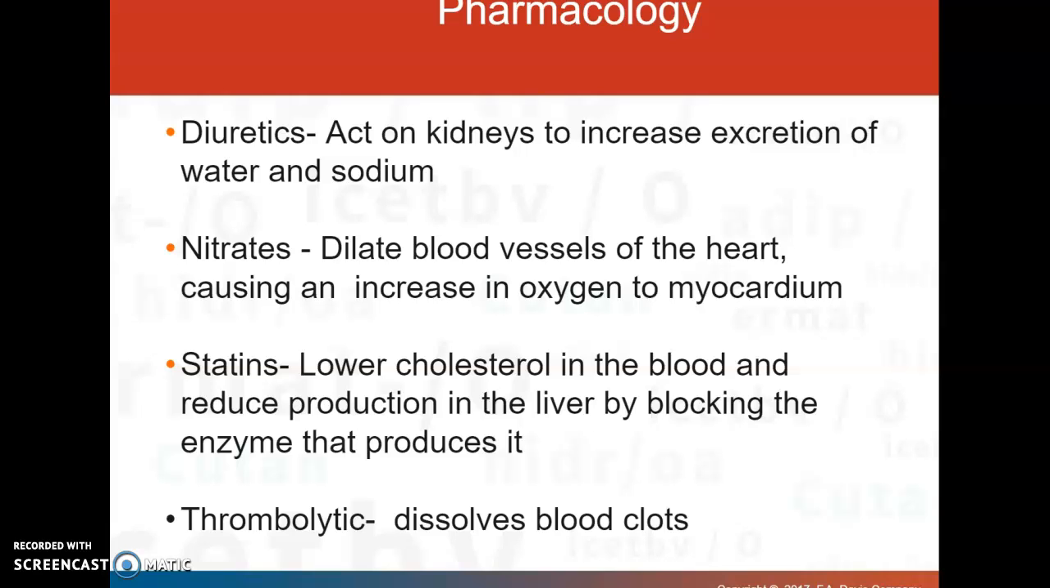Statins are a medication. If anybody goes to get their cholesterol checked and it's high, they're probably going to put them on a statin drug, and that lowers cholesterol in the blood and reduces production in the liver by blocking the enzymes that produce it. So a lot of older people, in their 60s or so, may get started on a statin drug if their cholesterol's up. And then a thrombolytic: remember, thrombus is a blood clot. So a thrombolytic dissolves blood clots. Something like Coumadin or heparin, those help dissolve blood clots.